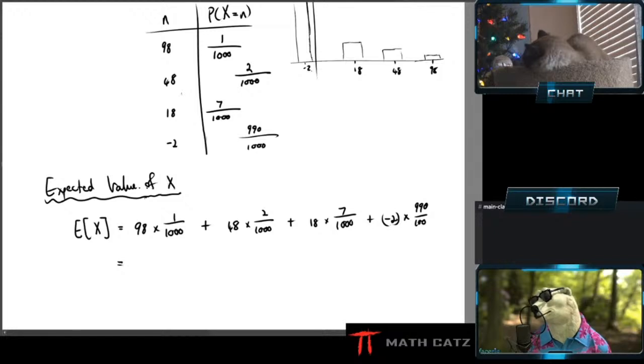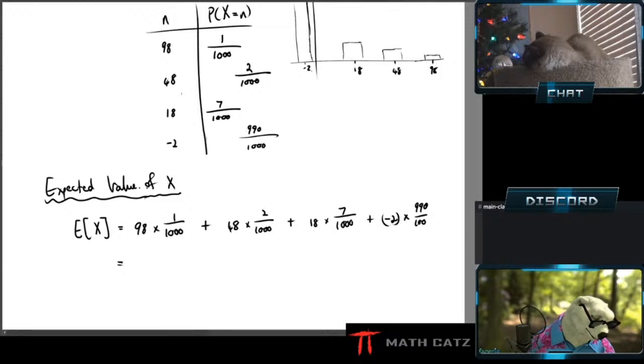I know I'm at my time, but we're so close. We'll do the next exercise first thing next time. Then let's just calculate this. So I have 98 times 1 over 1,000 plus 48 times 2 over 1,000 plus 18 times 7 over 1,000. Technically, this one is minus 2 times 990 over 1,000.